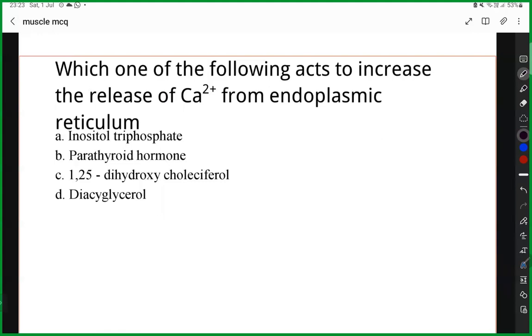For this actin myosin to get interacted, calcium has to get released, isn't it?